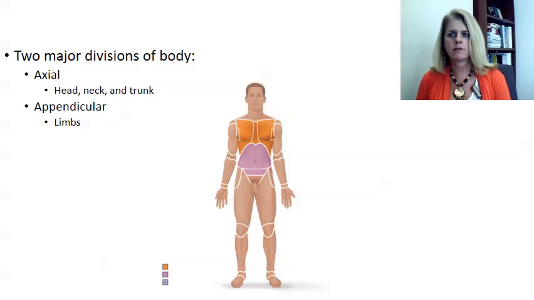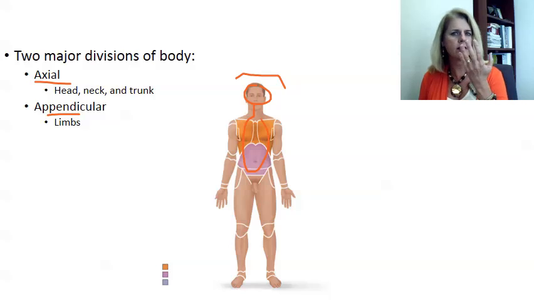So we have the body facing forward, upright, arms slightly out, palms forward, feet slightly apart. And then we want to divide the body into regions or parts. And the first major division, we have the axial and the appendicular. So the axial is your head, your neck, and your trunk.